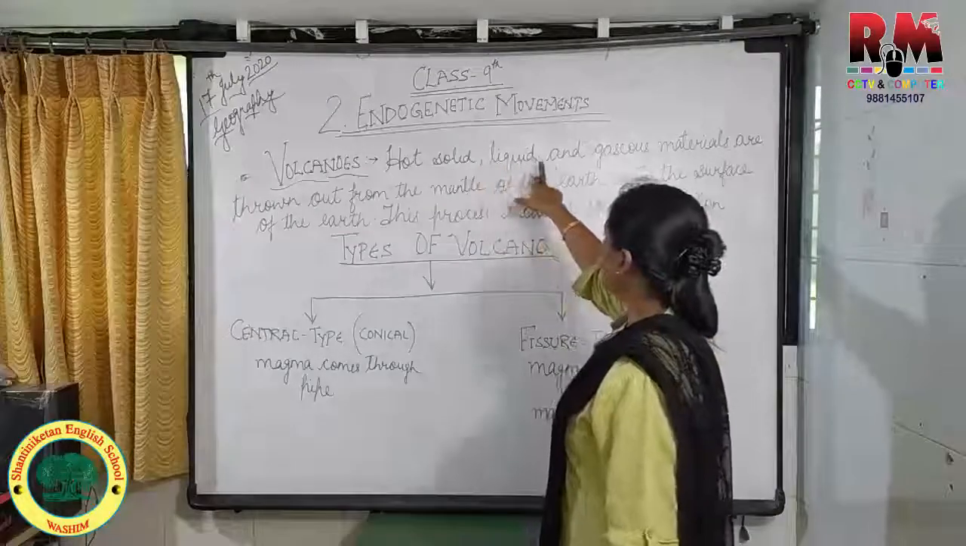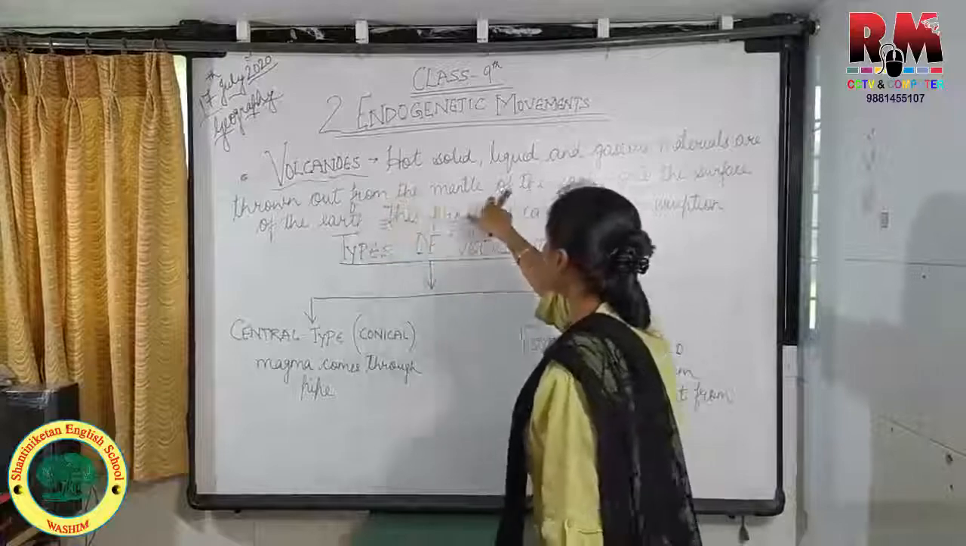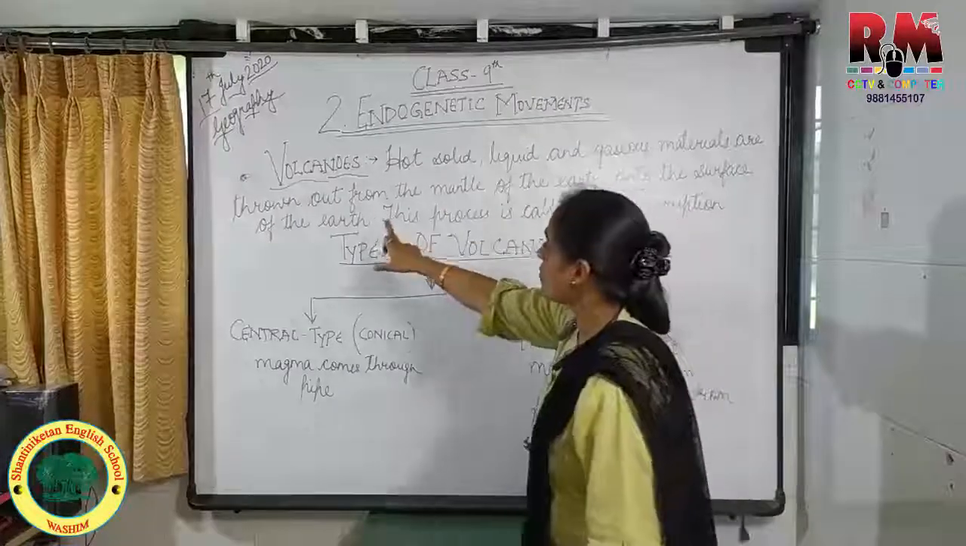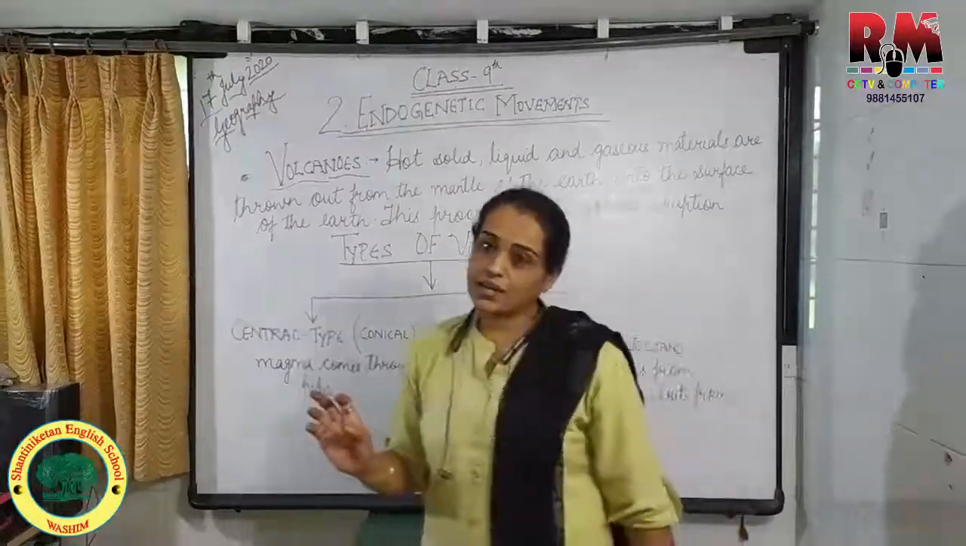Hot, solid, liquid and gaseous materials which are thrown out from the mantle of the earth onto the surface of the earth. This process is called volcanic eruption.